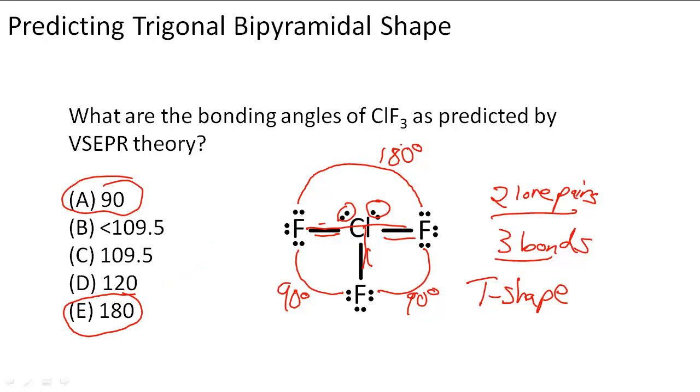If we did have a trigonal bipyramidal shape, if we had five atoms that were bonded here, we would include 120 degrees, but that is not included here because we only have 3 bonds and 2 lone pairs forming a T shape.